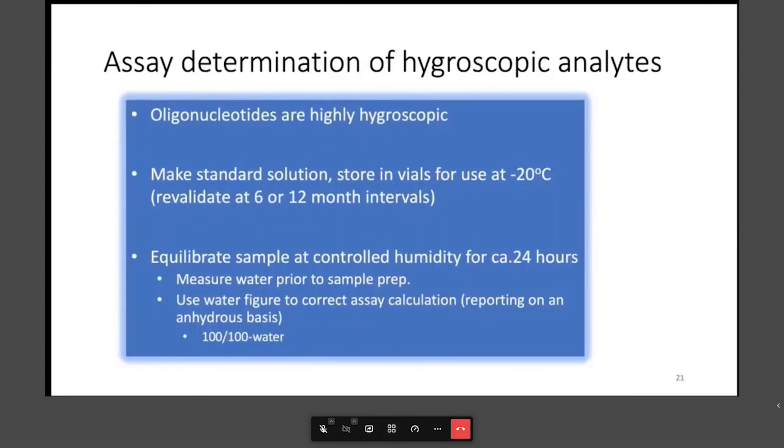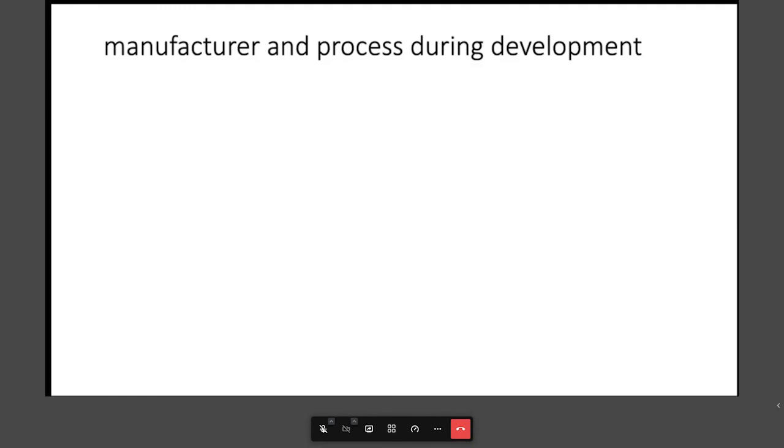So the water that you have measured may be the water in the sample at the time you did analysis. So it may be important to condition your samples as for any hygroscopic compound, in the same environment that you're going to weigh it out. At the same time as you weigh it out for your assay, you'll need to measure the water so you know how much water is in your sample.